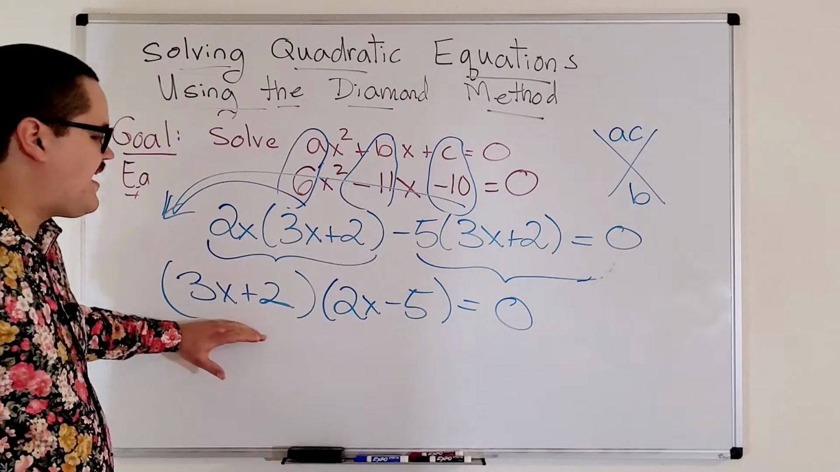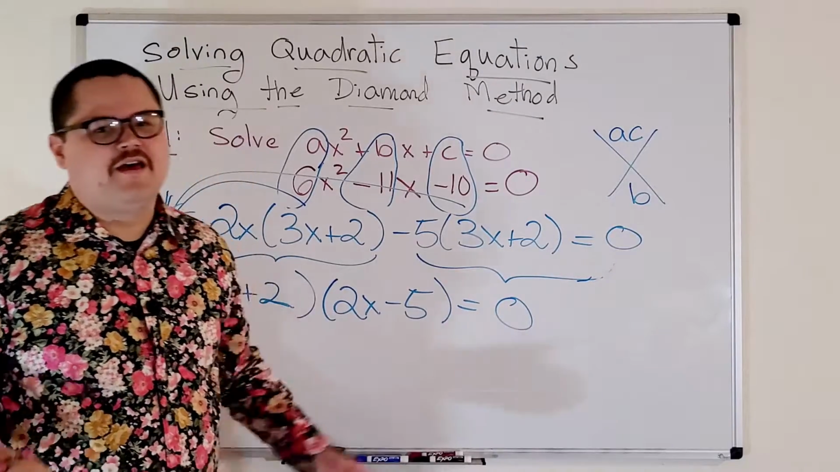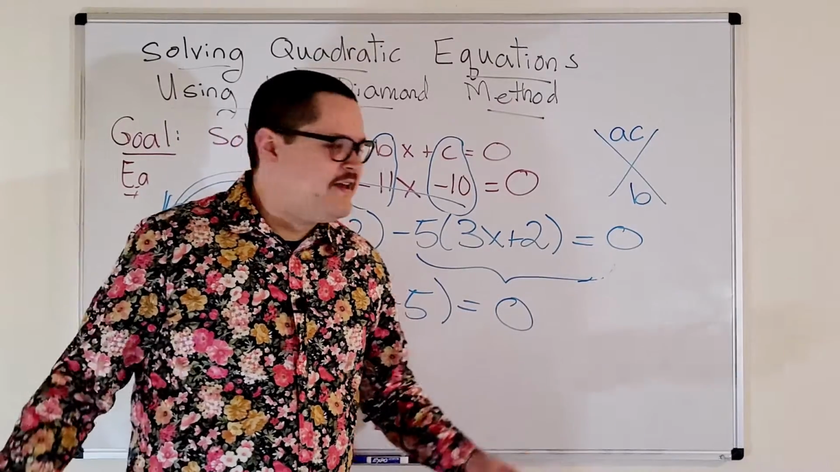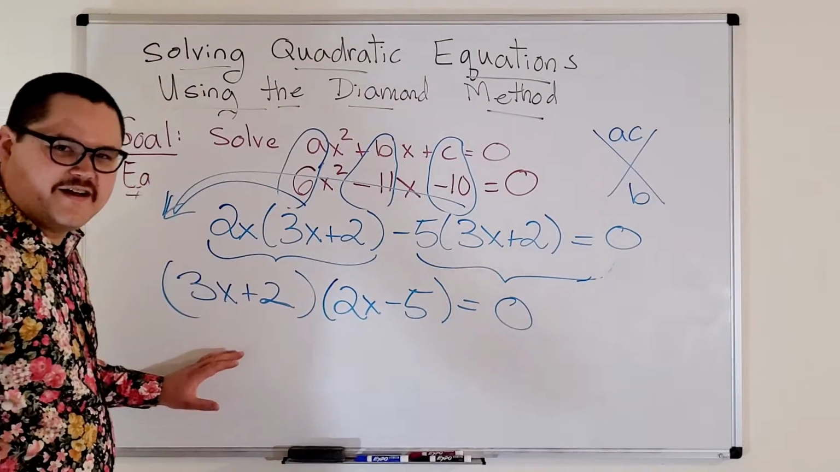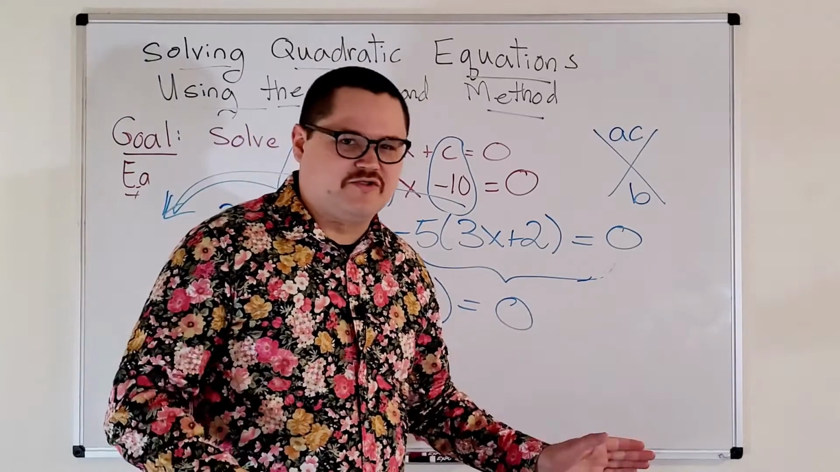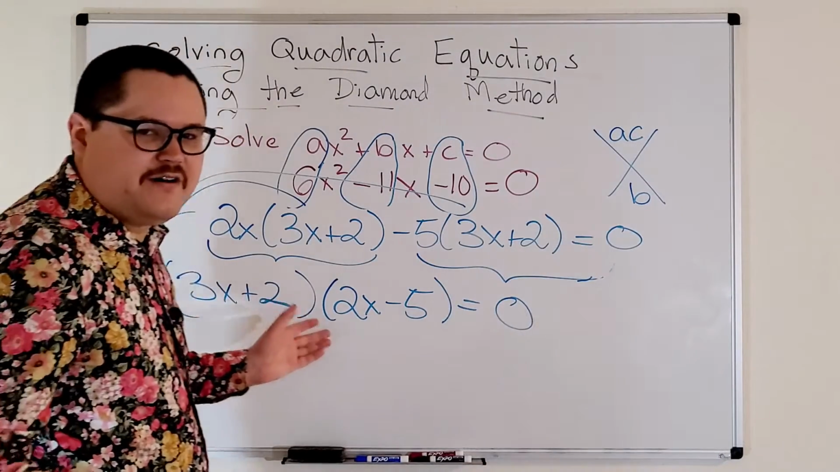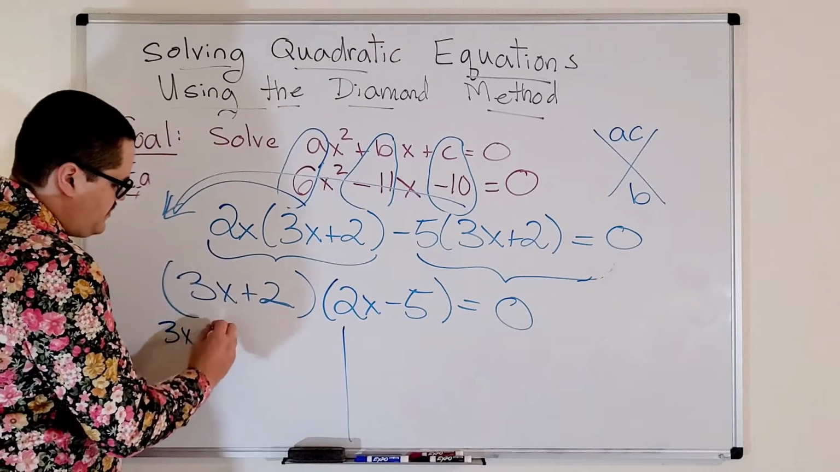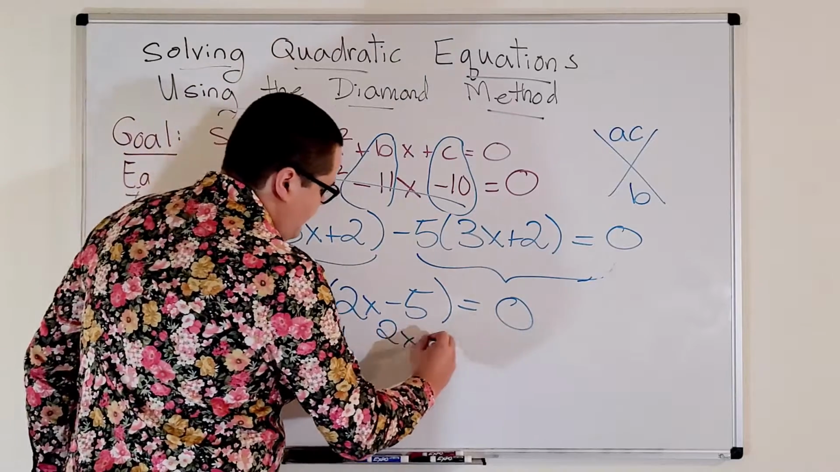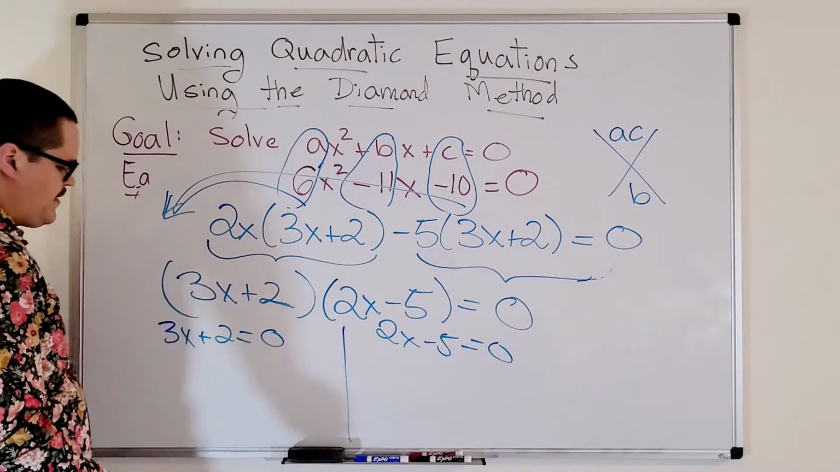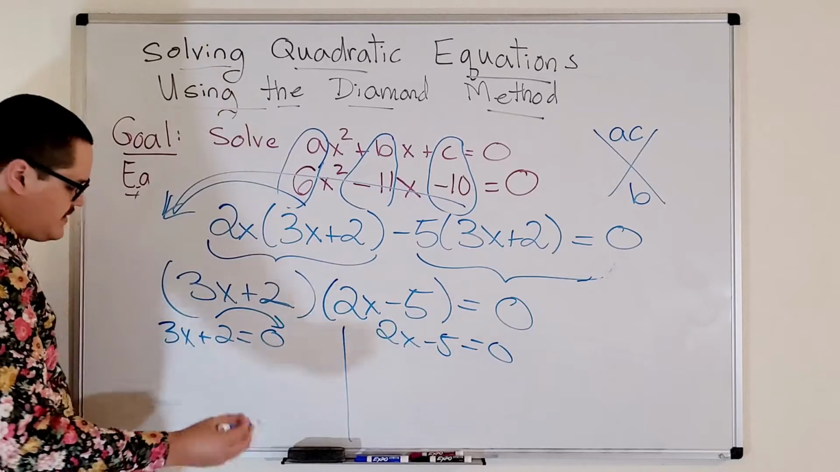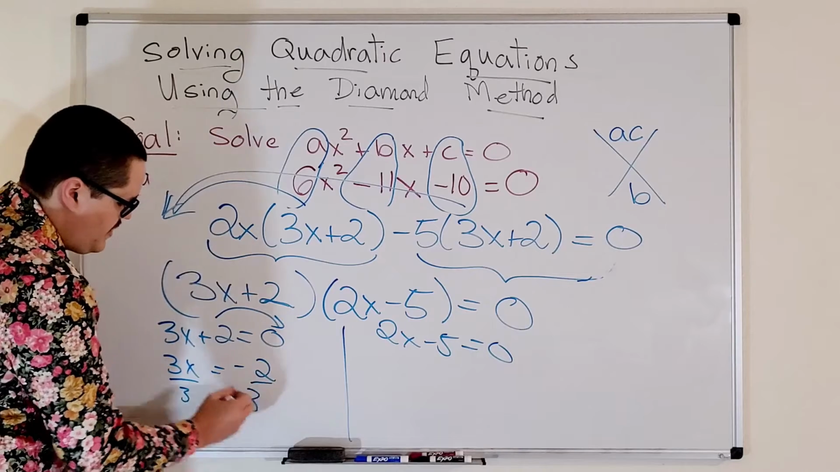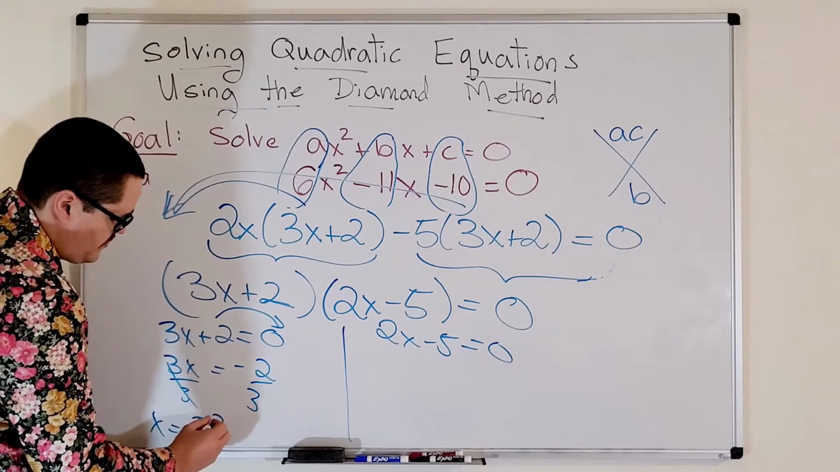It gives us this factorization in two binomials without doing all that guessing and checking that we had to do in the unfoiling method. I mean, we would get the same answer, but this is a little bit of a shortcut. So at this point, we can solve just like we usually do. We set 3x plus 2 equals 0, and 2x minus 5 equals 0. We take the 2 to this side and flip the sign. 3x equals -2. And divide both sides by 3. X equals -2/3.